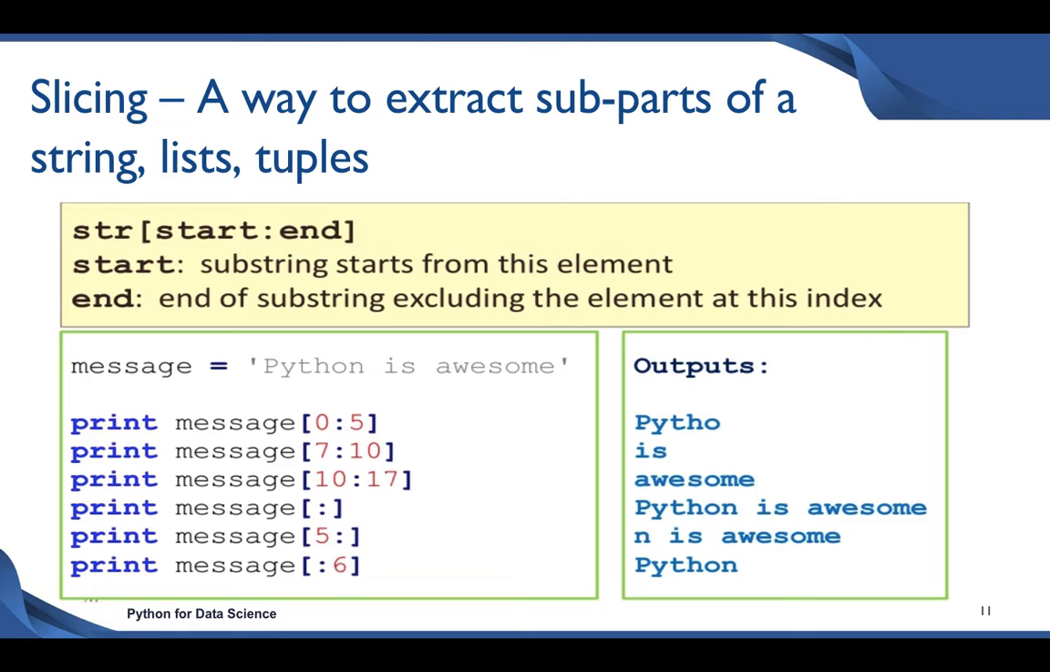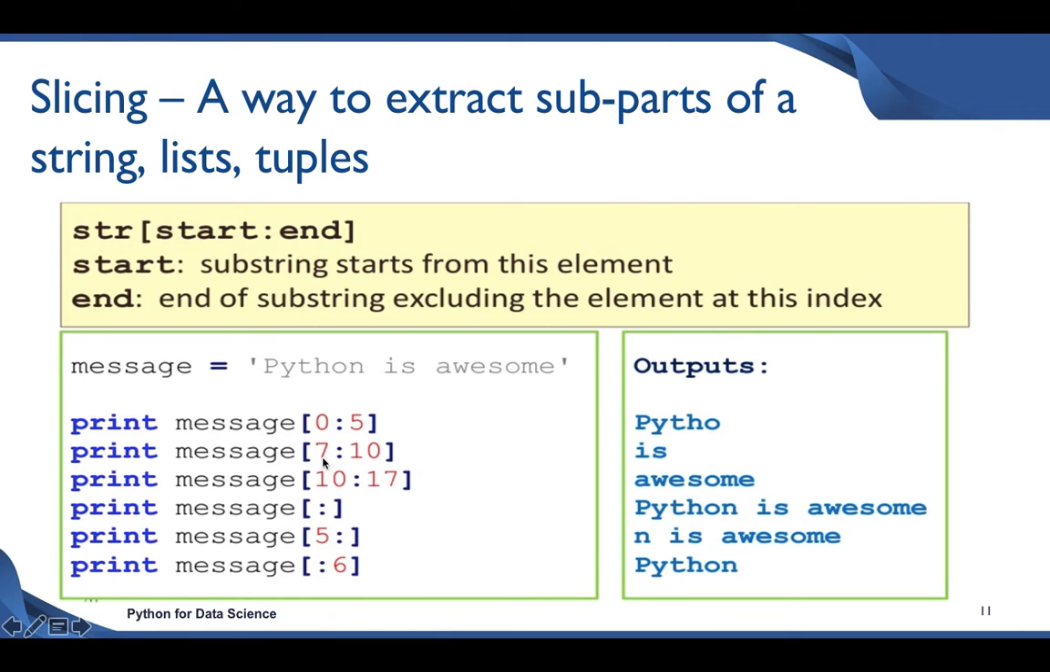So now, slicing. Slicing is a way to extract subparts of a string, list and tuple. Slicing works in a similar fashion to what we have already seen. It has a start index and an end index. The substring starts from the start index element, and the element at the end index is not included. For example, we have the message "Python is awesome" and we want to slice the string from the 0th index to the 5th index. The fifth position element is not included, so n would not be present.